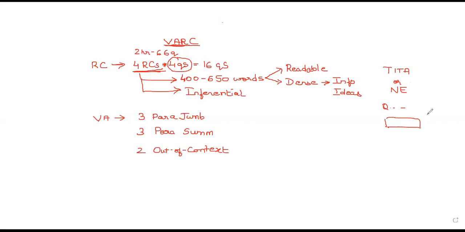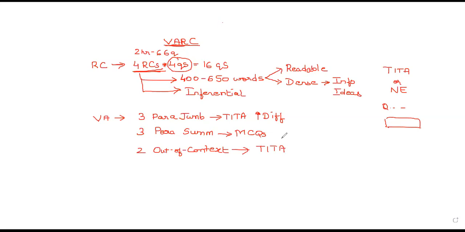This TITA kind of question is present in all three sections of the CAT test. In VA, the para jumbles are predominantly TITA questions, which increases the difficulty level of these. The para summary questions are conventional MCQs with 4 options. The out of context questions are TITA questions. Now, what are these 3 question types predominantly?